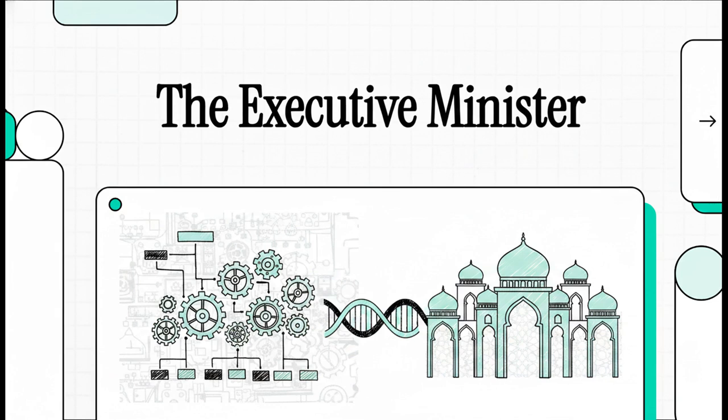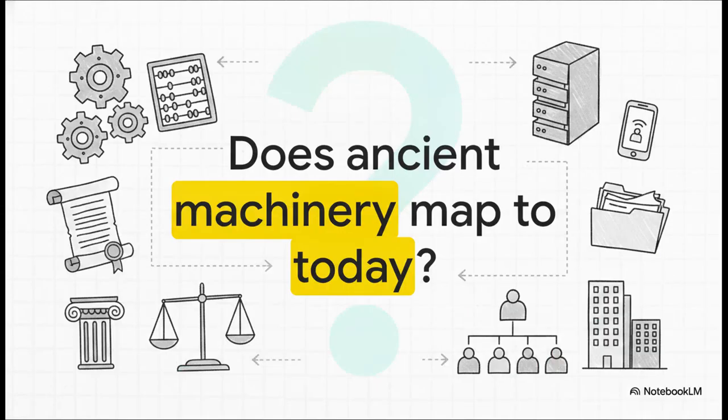But what if I told you that the precise architectural blueprint for today's executive government was actually mapped out centuries ago? Today, we are going to trace the DNA of modern executive structures straight back to classical Islamic civilization. It is a completely fascinating journey of institutional evolution that shows us just how universal the mechanics of power truly are. So how exactly does ancient government machinery map onto today's modern executive bureaucracy?